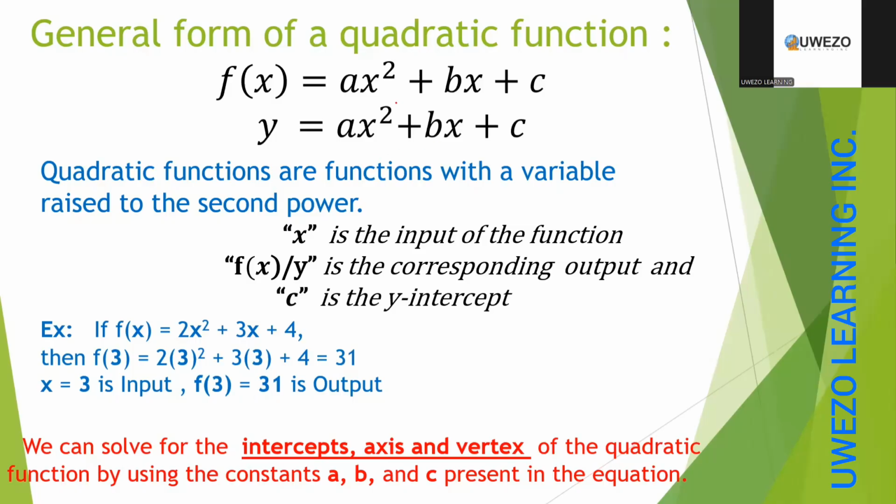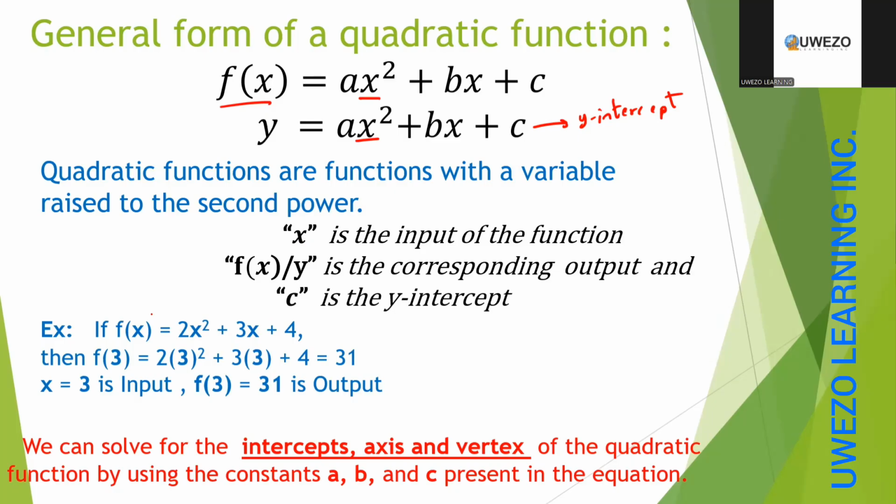The general form of a quadratic function is f of x equals ax squared plus bx plus c. We can also write it as y equals ax squared plus bx plus c, which we call the equation of a parabola. Whenever you come across a second degree function, it's quadratic, where x is the variable and f of x is the corresponding output of the function. The constant c here represents the y-intercept of the parabola.